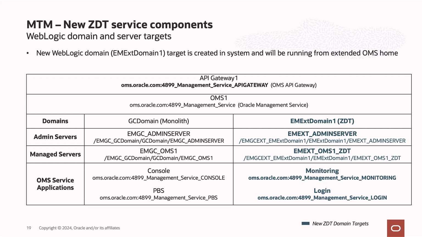The domain target contains the admin server, which is the EMEXT domain EMEXT admin server, and the managed server that is called EMEXT OMS1_ZDT. Along with that, we also show two new OMS service applications. One is the monitoring service, and the second one is the login app. Along with that, we will also show the console and the platform background service.